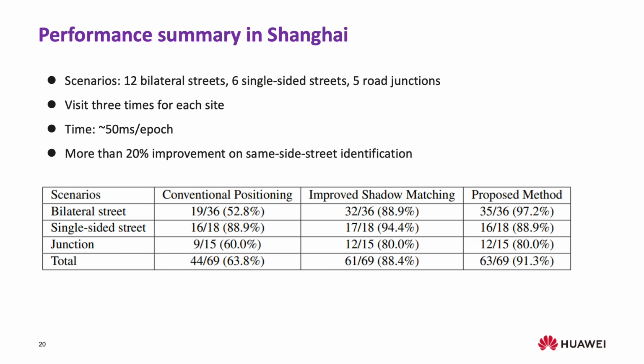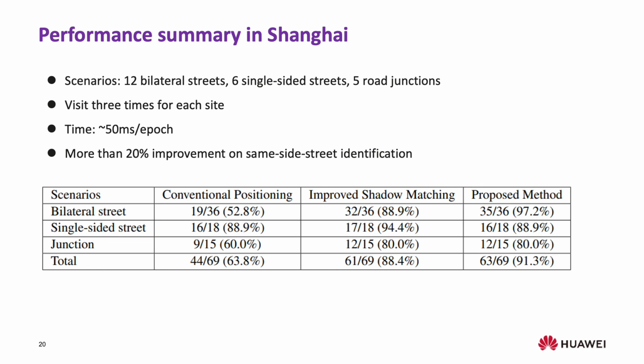The proposed method has been tested in Shanghai in different locations and different urban scenarios. For each test set, we visit 3 times, so each visit can be treated as an independent test. For the time complexity, for each epoch, the algorithm takes about 50 milliseconds on the Huawei smartphone, which is enough for most real-time implementations.